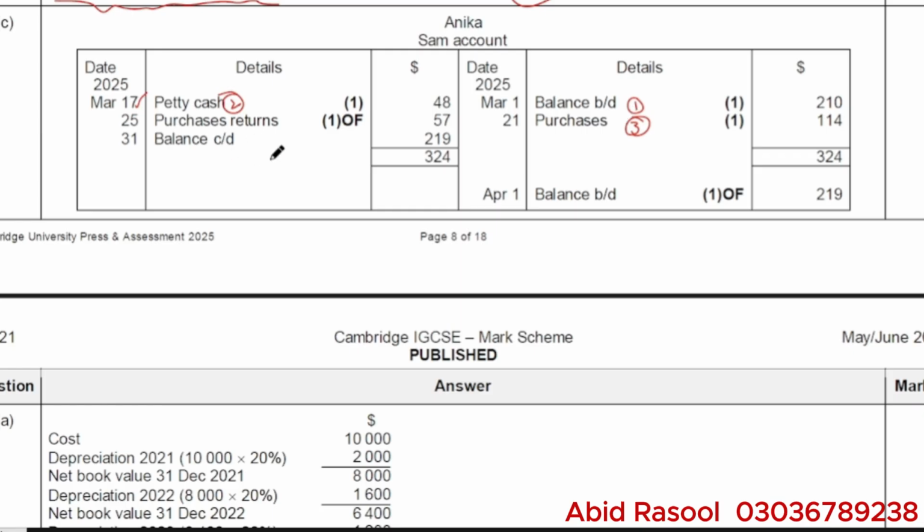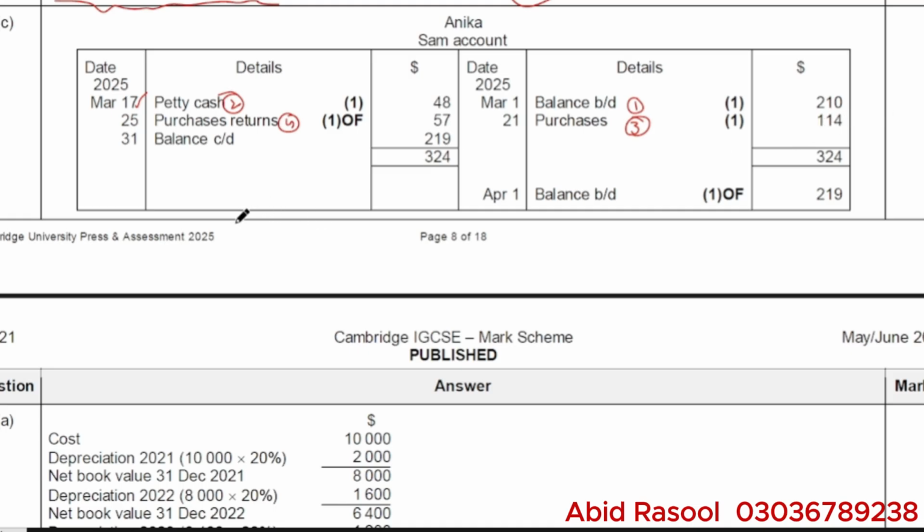After that, there were purchases returned. We returned half of these goods. So Sam will be debited and purchase return will be credited. Purchase return is crediting against Sam's account, that's why Sam's account is getting debit, and we are writing this purchase return on the debit side. So the fourth transaction, $57. Why 57? This is half of 114.